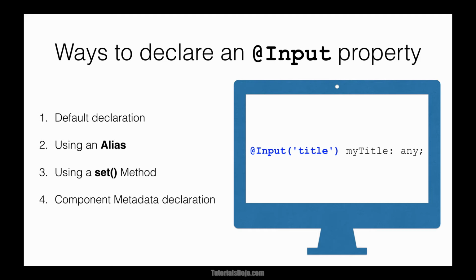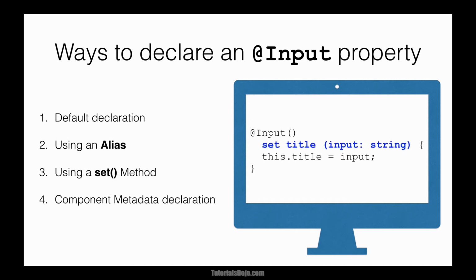The third way is by using a set method. So in here, you can just add your @Input decorator, and instead of adding a variable declaration, we're gonna use a set method. So for example, you can add the @Input decorator, then set title, and then it has one parameter, which is your title, and then set it as your specific variable.